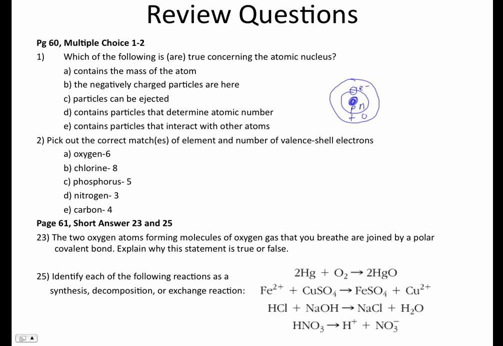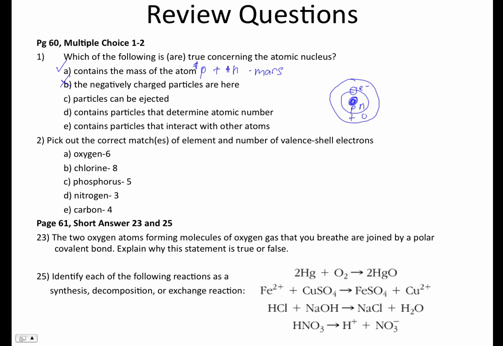The letter A contains the mass of the atom. Well, what do we know gives rise to the mass of the atom? We know that protons plus the number of neutrons will give us our mass. And so these are found within our nucleus, so letter A is correct. Letter B, the negative charged particles are here. Well, we just went over that. Those are found here within our shell, so that is incorrect.